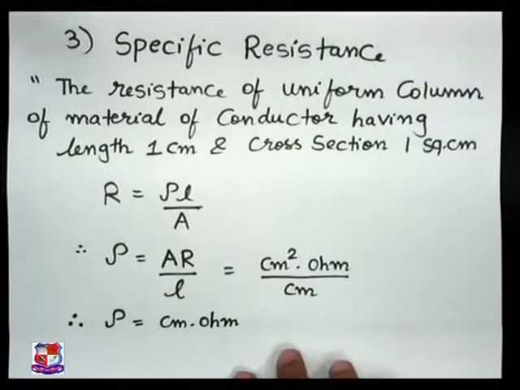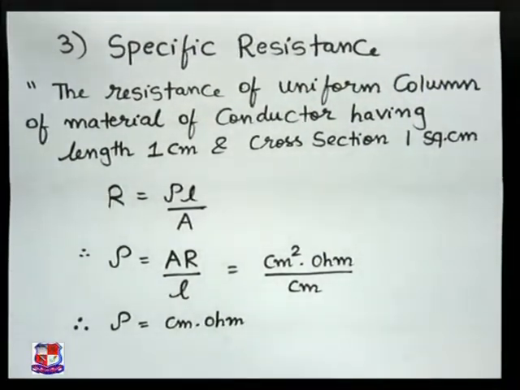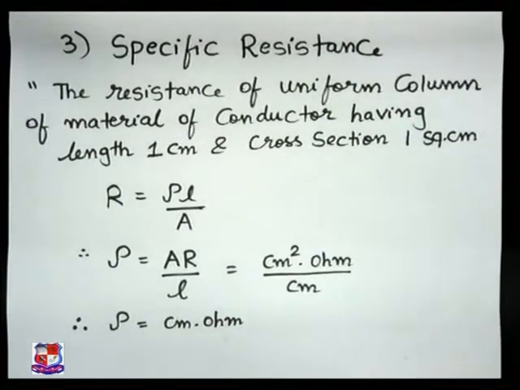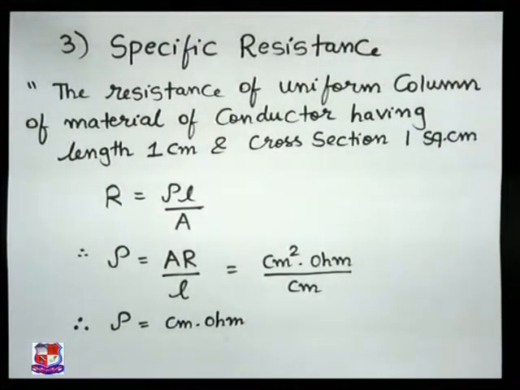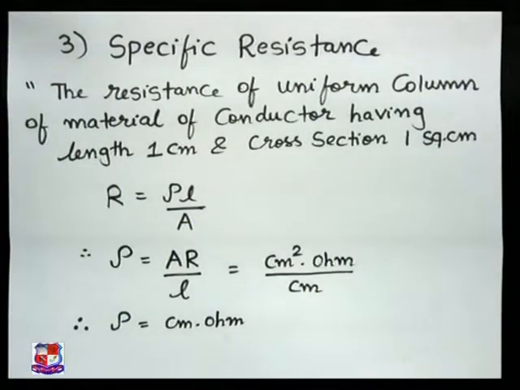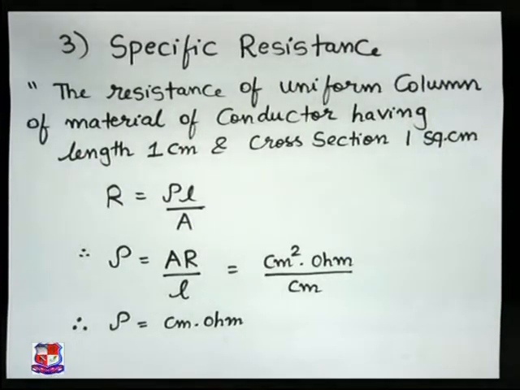Now looking ahead, you can relate resistance and Ohm's law, and now you can take up another concept, specific resistance, with the help of this law. What is specific resistance? Let us first understand it. It is the resistance of a uniform column of material having length 1 centimeter and area of cross section 1 centimeter square. This is called specific resistance.